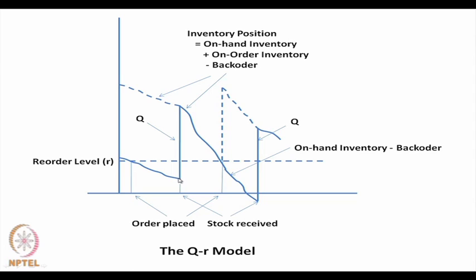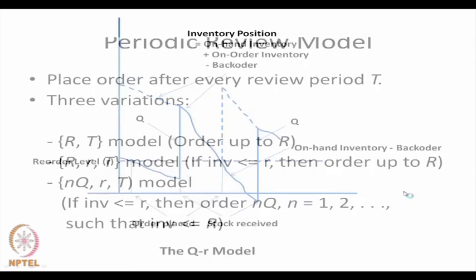Now, at this point the order arrives, again it falls, and again here we have placed an order, therefore the on-hand plus on-order becomes this. By that time the actual on-hand inventory reduces, therefore the inventory position also reduces, and after the lead time, which is not fixed, orders are placed here and stocks are received against the order here and here. So, these are the lead times, this and this. This is the QR model.